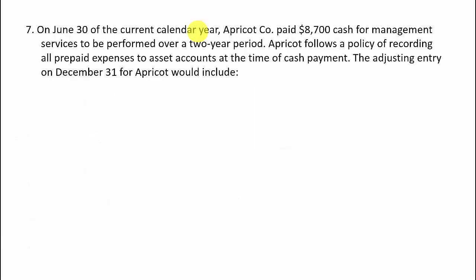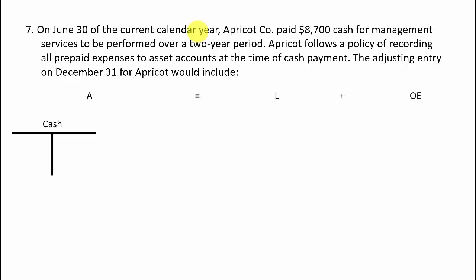So the first question that relates to Chapter 3 is number 7. On June the 30th of the current calendar year, Apricot Company paid $8,700 cash for management services to be performed over a 2-year period. Apricot follows a policy of recording all prepaid expenses to asset accounts at the time of cash payment. The adjusting entry on December 31st would include what?